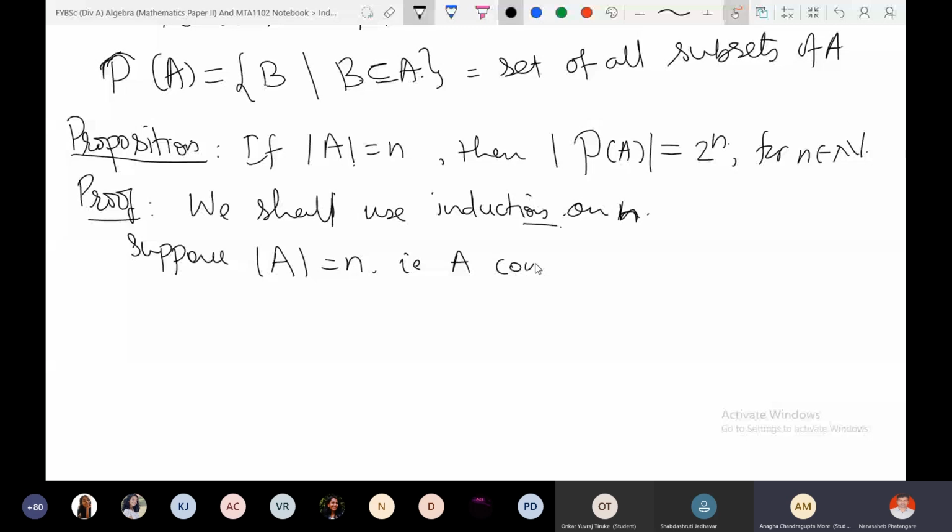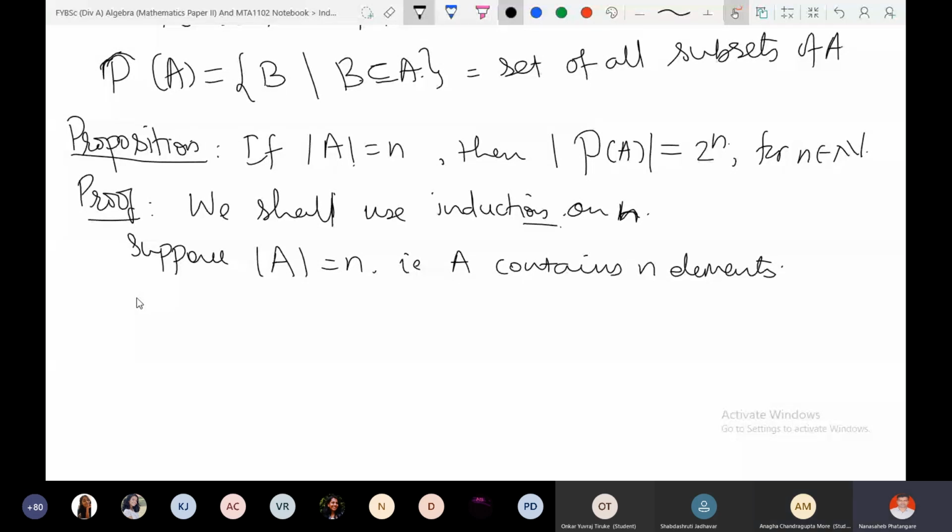Please keep your mic off. Somebody has kept the mic on, so please don't forget to keep your mic off. It creates disturbance, right?